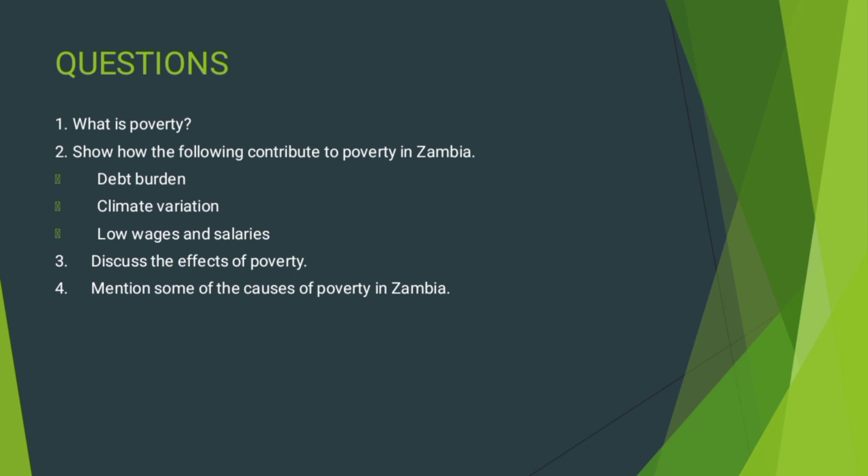Now, you try these questions at your own free time. What is poverty? Show how the following contribute to poverty in Zambia. 1. Debt burden, climate variation, low wages and salaries. Then 3. Discuss the effects of poverty. 4. Mention some of the causes of poverty in Zambia. Try yourself. Try and see if you have understood anything from the videos, because the topic is done.